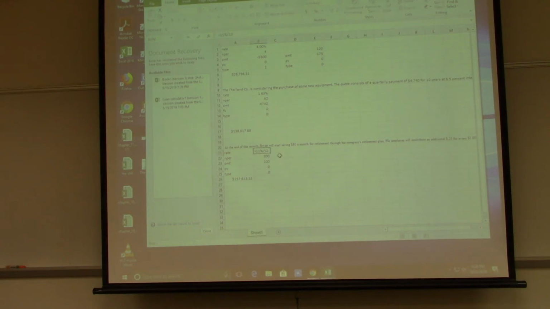It was 11% divided by 12, because you want to get it as a percent. So it'd be 0.92%.